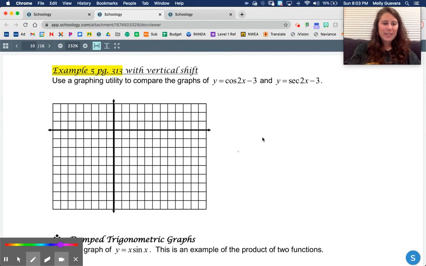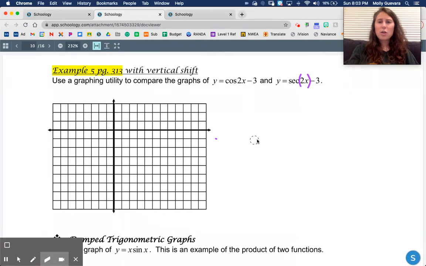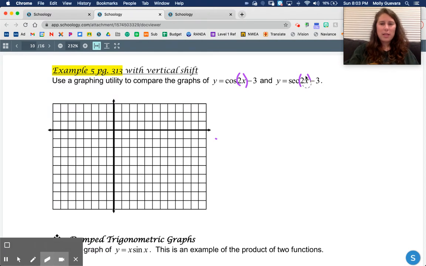Alrighty, so very, very similar. Use a graphing utility. Now we're looking at cosine and secant. And then I want to make this clear. This is kind of a typo-ish. Notice how there weren't parentheses around the 2x and the 3. Because the 3 is not clearly in with the cosine, you have to assume that it's just cosine of 2x minus 3. Okay, so I just want to make that super clear.